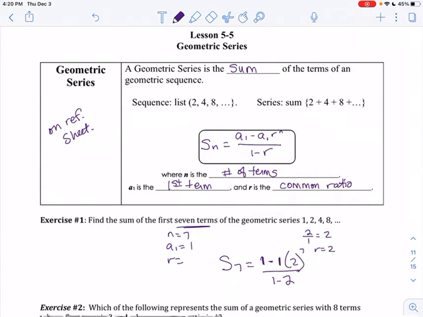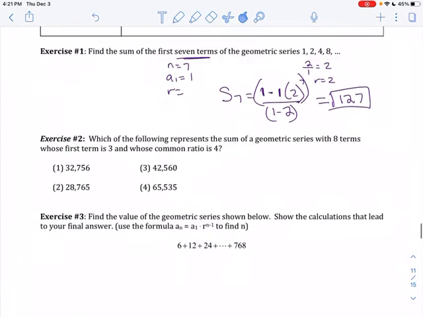If you want to do it in your calculator, though, please remember that when you have this fraction, there are implied parentheses, so you need to put the numerator in parentheses and the denominator in parentheses. I generally just put everything in the numerator and hit enter, and then I divide by everything in the denominator. Or I would just do the denominator in my head, 1 minus 2. But anyway, that gives me 127. So this is the sum of the first 7 terms of that geometric series.